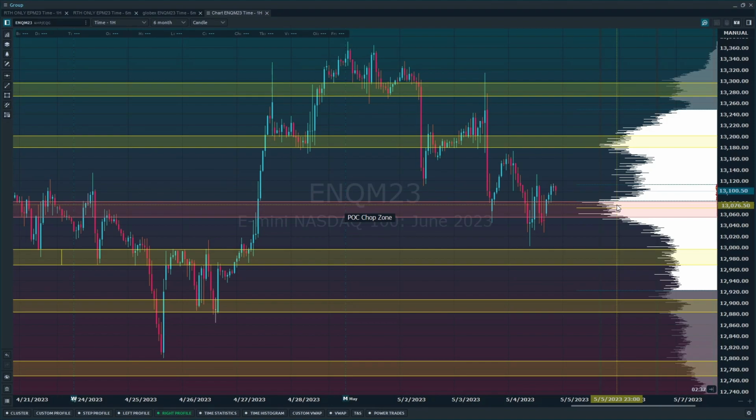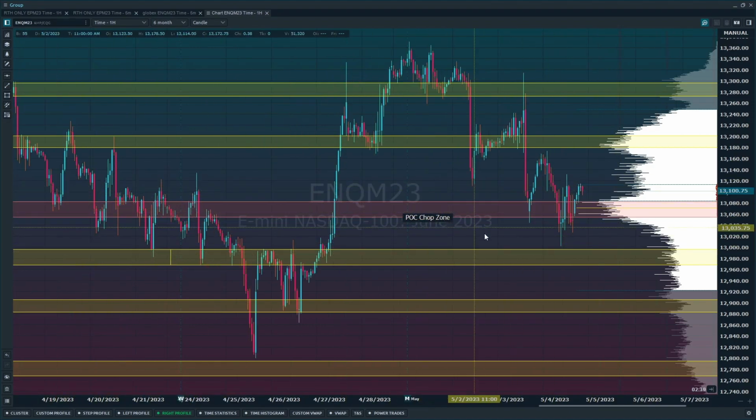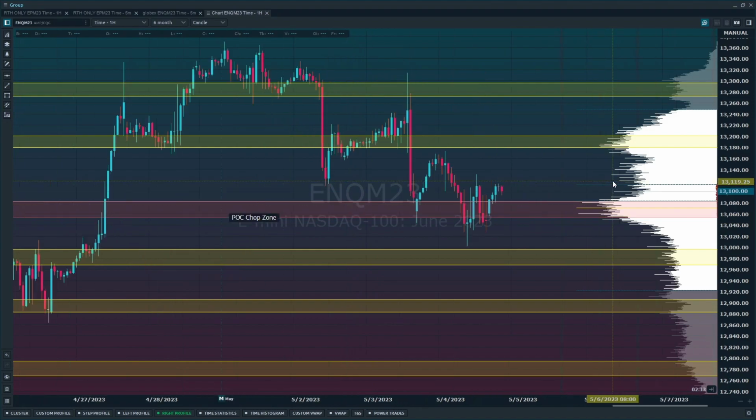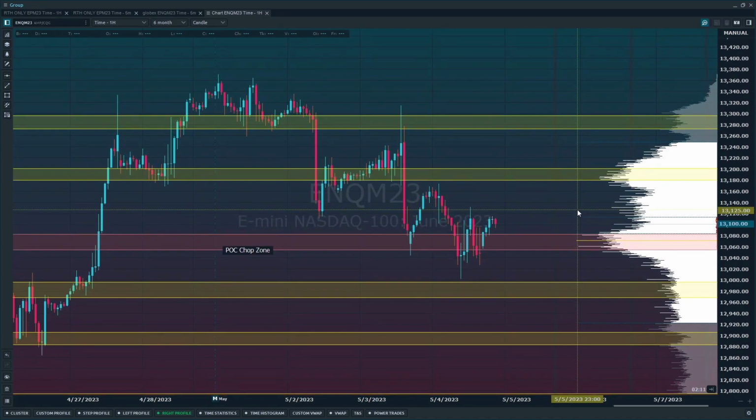Now, these high volume areas are generally known to be really choppy because this is what price wants to gravitate to, right? If it moves away, it wants to move back to that high volume area. So generally, I try to avoid trading in those areas because, as you can see, they are very choppy. Since this is the highest volume area, I have it labeled as the point of control chop zone, which means I'm going to be super cautious right here.